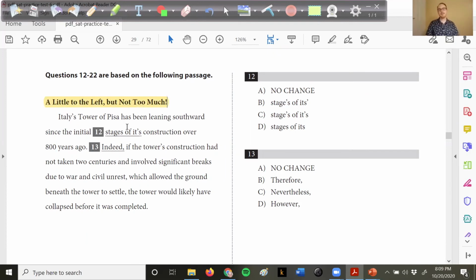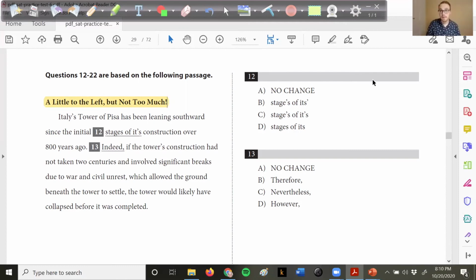Italy's Tower of Pisa has been leaning southward since the initial stages of its construction over 800 years ago. So stages of its is what might be in question. We have A, no change, B, stages of its, with stage apostrophe S of its, S apostrophe. C is stages of its, stage apostrophe S, it apostrophe S, or D, stages of its, no apostrophes anywhere.